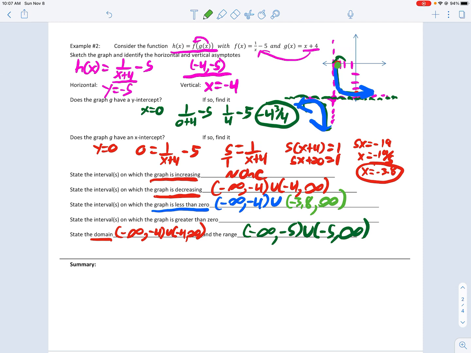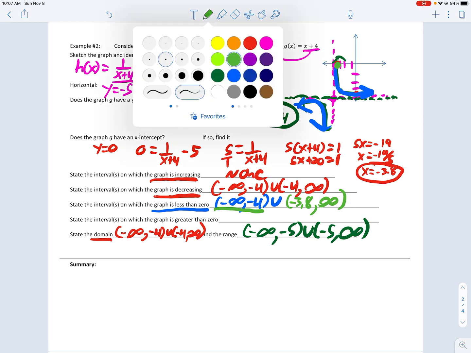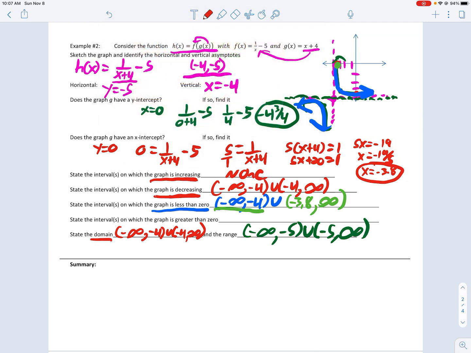So I have to write that interval. So negative infinity to negative 4 is the first part of the blue graph. The other part of the blue is from negative 3.8 to the right. So negative 3.8 to infinity. And then the last part, where is it greater than 0? So there's a little chunk right up here. Right? So that's from negative 4 to negative 3.8. So that little piece is greater than 0. That little red piece up there.